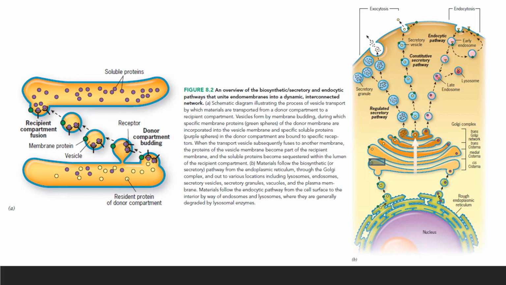Okay? So this is an overview of the biosynthetic, secretory and endocytic pathways that unite the endomembranes into a dynamic interconnected network. So just study or read up on this image. Okay? So you could actually follow how the processes happen.